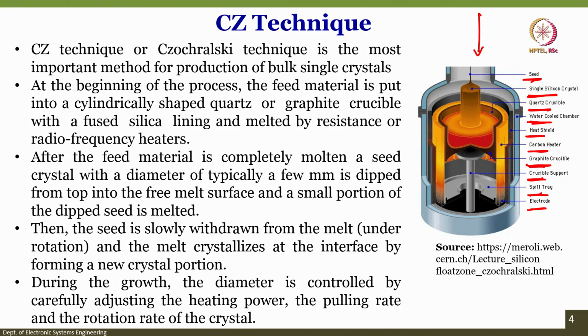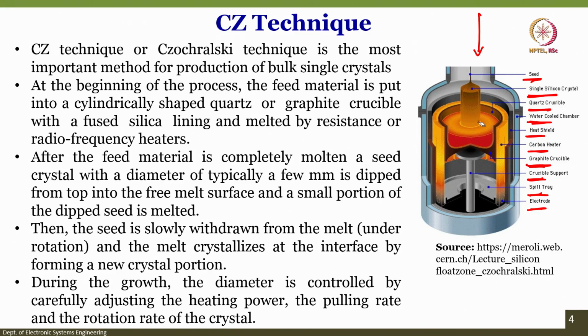It can be heated with a resistor heater, or it can be melted by the radio frequency heaters. Now, after the feed material is completely molten, which you can see here, the seed crystal is slowly pulled up in this direction, and the direction of pulling and the direction of rotation of the quartz crucible are totally different. It is in the opposite direction. We will go through that. Let us not worry about it right now.